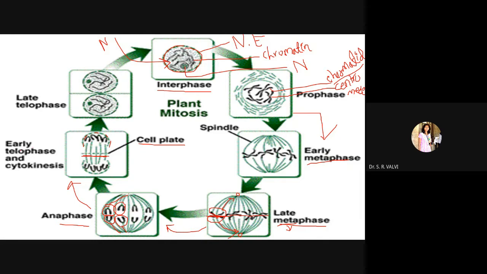And then with the help of the cell plate, one cell is going to divide into two. See here in the late telophase, this cell plate goes further and attaches to the outermost wall of the cell, and hence one cell is divided into two cells.